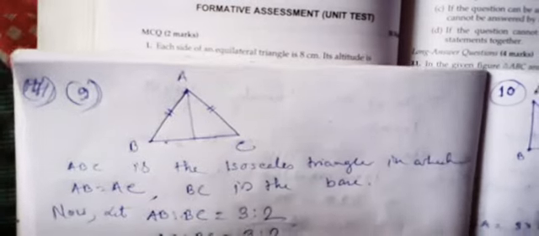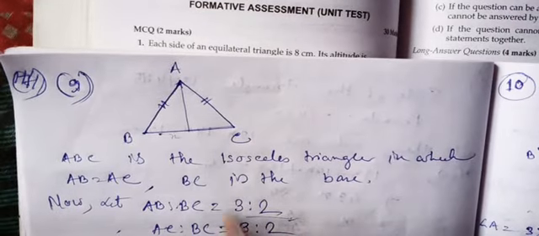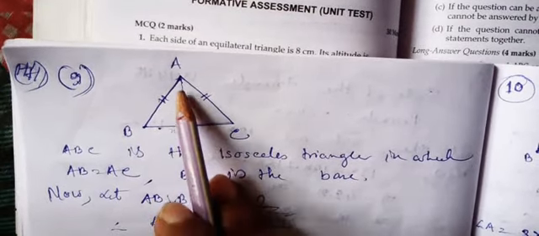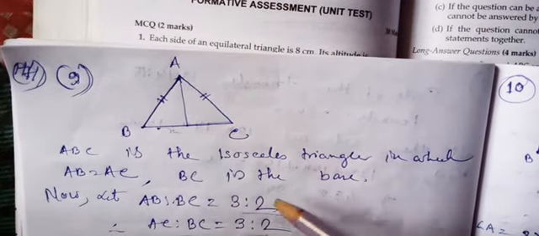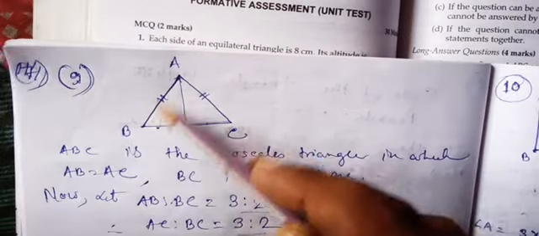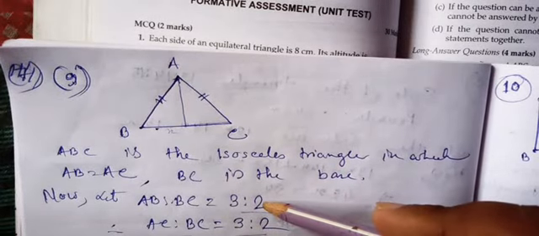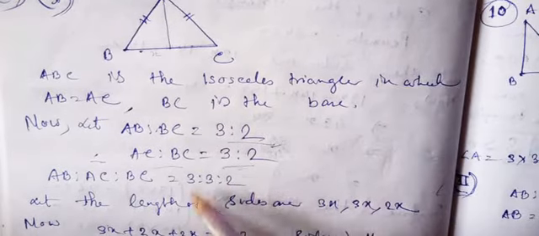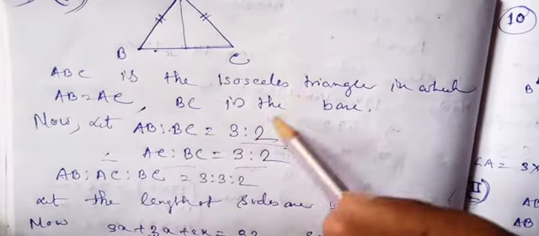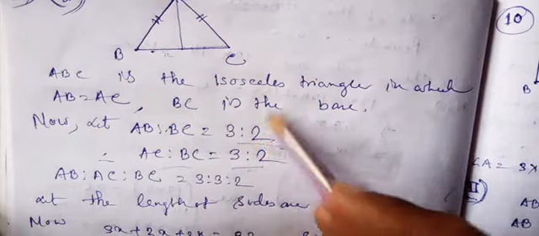Next we come to another math question, question number 9. It is given that for an isosceles triangle, one equal side is to the base as 3:2. So find its area. For that we are taking one equal side as 3, and the base as 2.